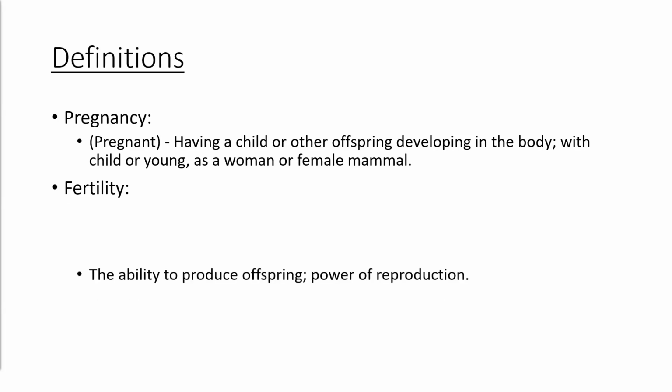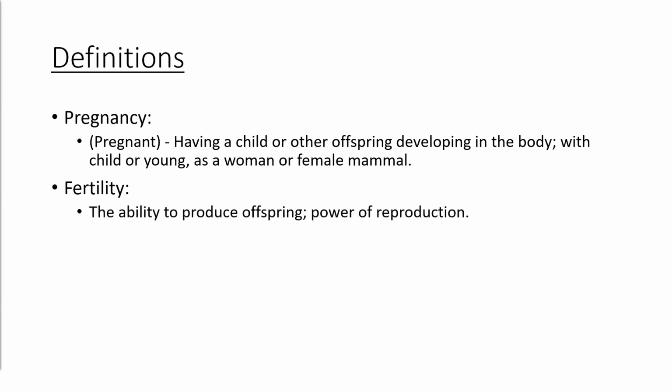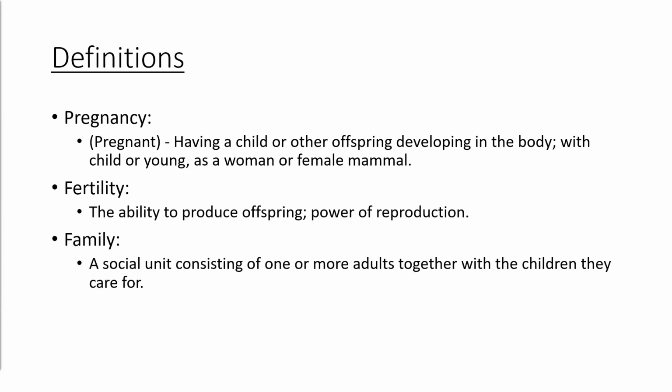Fertility. So fertility is the ability to produce offspring, or the power of reproduction. So again, we're thinking about the journey to carrying that child, the ability to carry a child. And family, we're thinking about a social unit containing one or more adults together with the children they care for. And that social unit can consist of single parent families. We're thinking perhaps about multi-generational families where we have grandparents, parents, and children within a household. And we're thinking about the wider extended network as well.